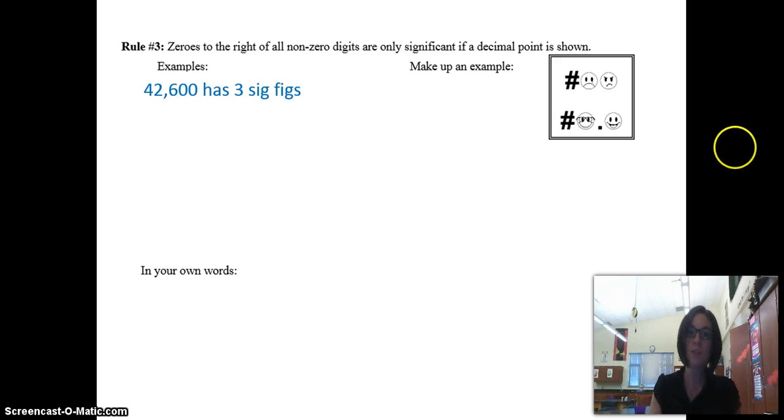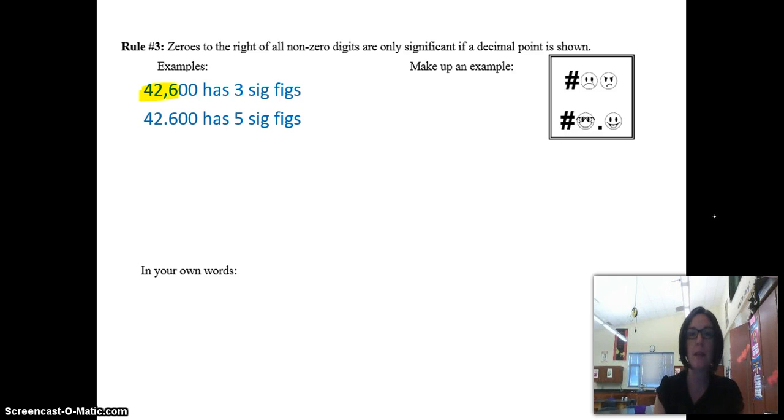So here's 42,600. This is going to have 3 significant figures because just the 4, the 2, and the 6 are significant. There's no decimal point shown in the number, so those last 2 zeros are not significant figures. We assume that they're there because maybe they rounded to the hundreds place and just needed placeholders.